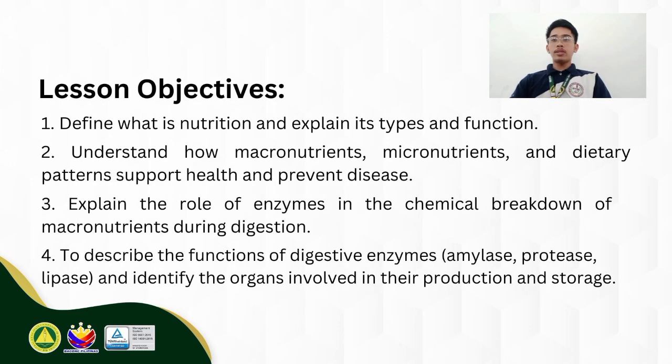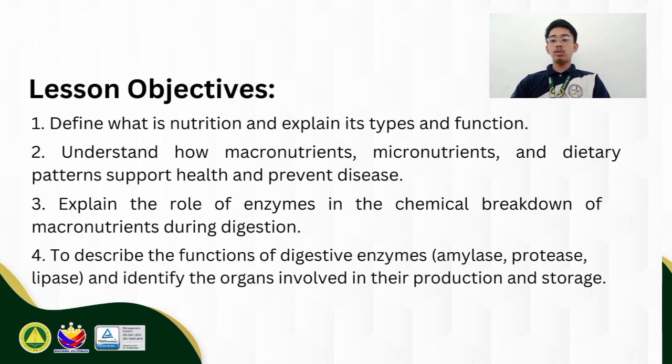This lesson has four objectives. First is to define what is nutrition and explain its types and function. Number two is to understand how macronutrients, micronutrients, and dietary patterns support health and prevent disease. Number three is to explain the role of enzymes and the chemical breakdown of macronutrients during digestion. And number four is to describe the functions of digestive enzymes and identify the organs involved in their production and storage.